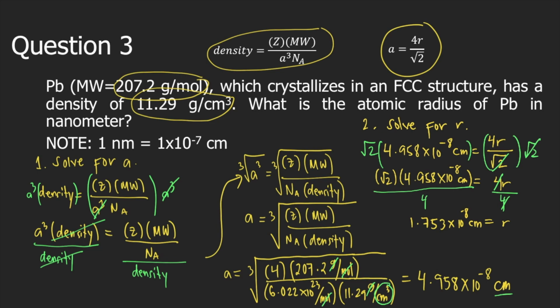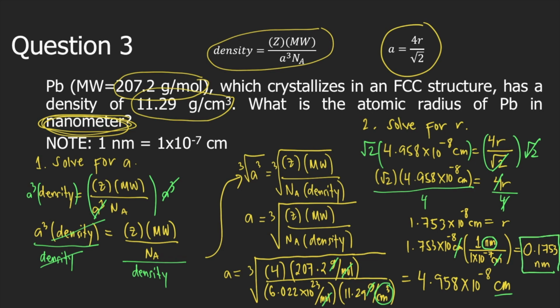But the question is asking for the radius in nanometers. So we will convert centimeters to nanometers. So we have 1.753 times 10 raised to negative 8 centimeters. According to the conversion, 1 nanometer is equivalent to 1 times 10 raised to negative 7 centimeters. So centimeters will cancel and the final unit would be nanometers. So in nanometers, this is equal to 0.175 nanometers. And this is the final answer to the question. 0.1753 nanometers.